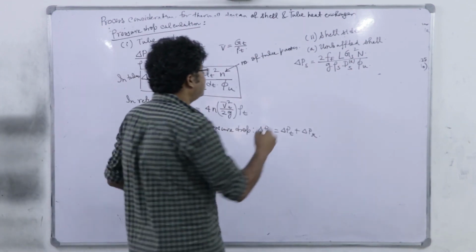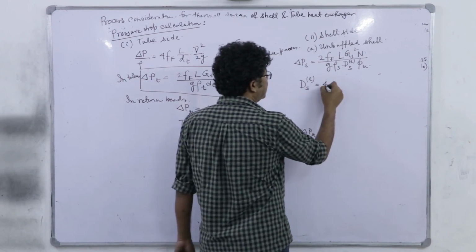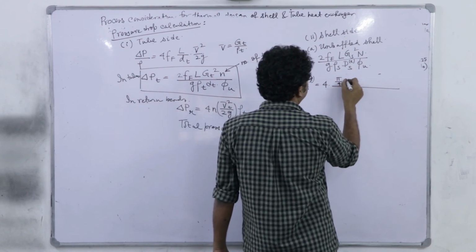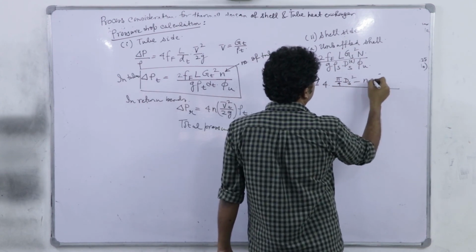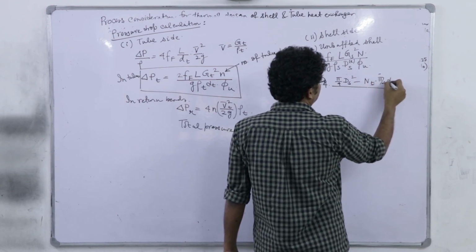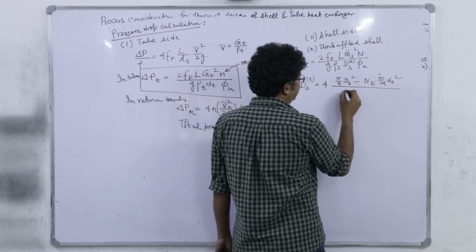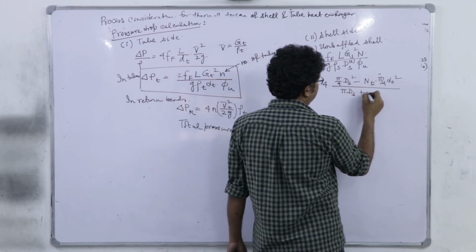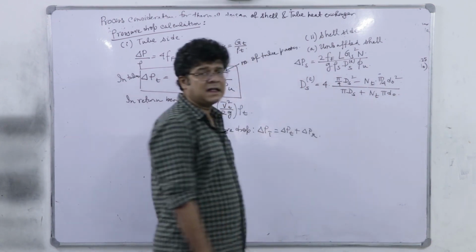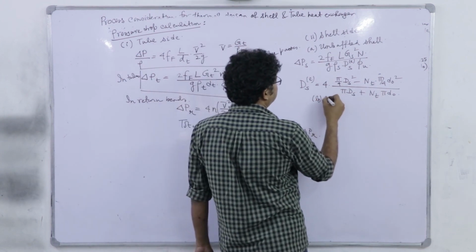Now, d_H, or d_s equivalent for unbaffled, is equal to what? 4 into weighted area. Weighted area will be pi by 4 into d_s square minus total number of tubes into pi by 4 d_0 square, that is the area, right, divided by weighted perimeter, that is pi d_s plus N_t into pi d_0. So that's for an unbaffled shell. Definitely we don't use an unbaffled shell.